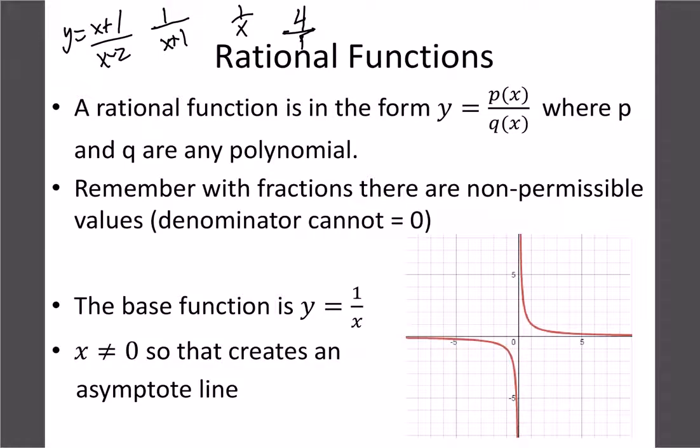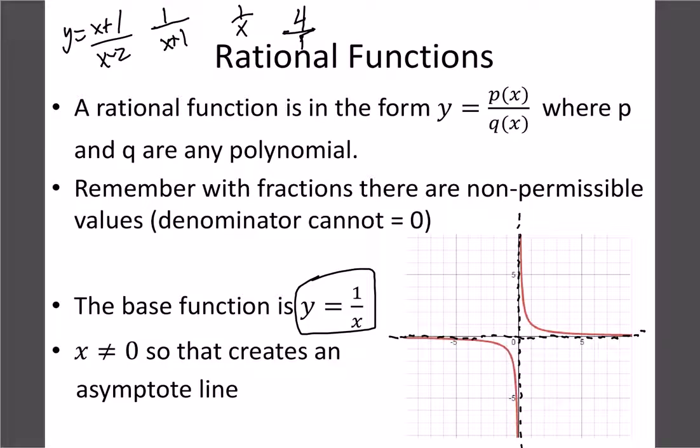Our typical or our base fraction that we're going to look at is y equals 1 over x. So we have a bit of a different case where x now is on the bottom, so that means we have a non-permissible value. In this case, x can't be 0. So what happens is at 0 we get an asymptote line. We have an asymptote line at x equals 0, and if we actually graph y equals 1 over x, we get a graph that looks something like this. We also get a horizontal asymptote line, and it's showing up at y equals 0.